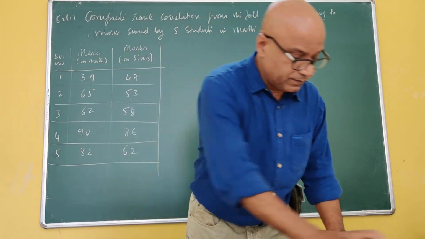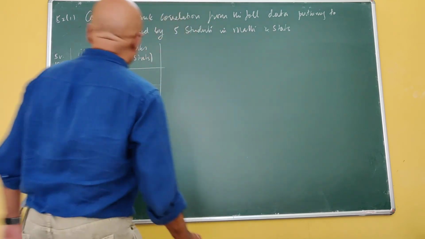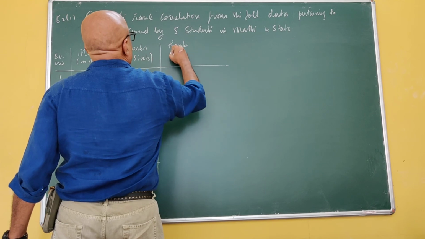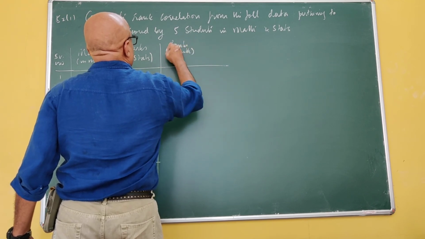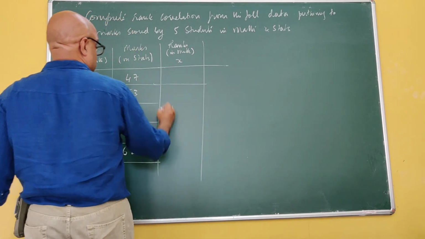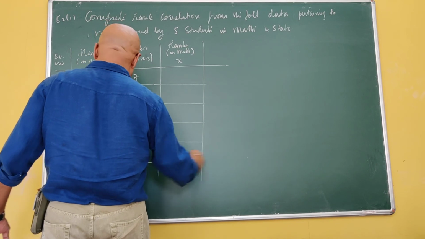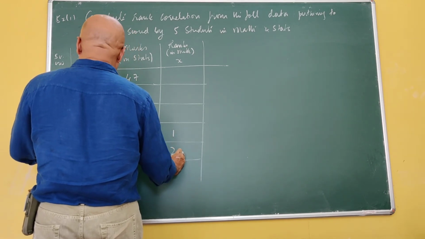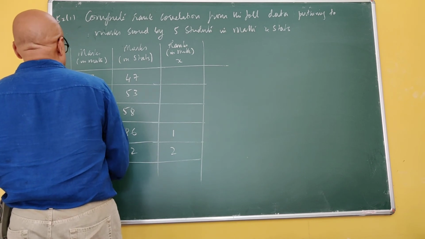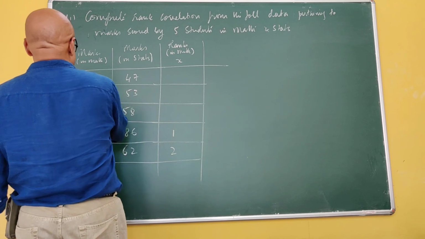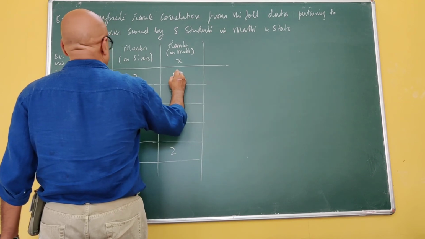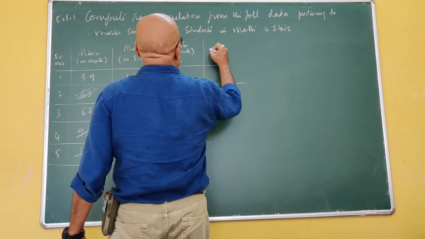So we need to write ranks. The ranks are not given, we need to write the ranks. Ranks in math, that I will denote as X. What is the highest rank? Highest marks is 90, then the second highest, third highest, fourth, and fifth.